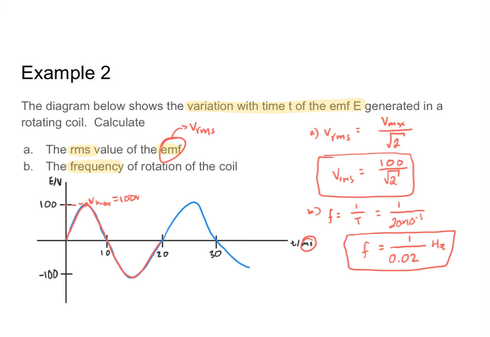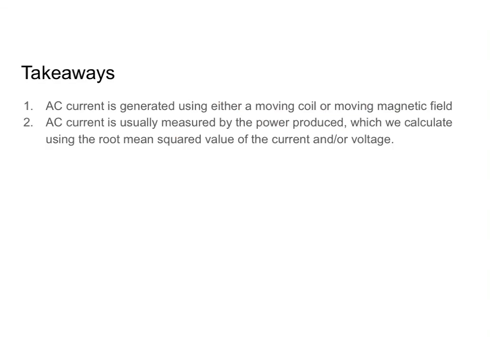So what you guys have learned here is how to use a graph of our EMF over time to gain information about the AC current being generated. So let's go ahead and talk takeaways. First, AC current is generated using either a moving coil or a moving magnetic field. In our example, we just looked at a moving coil. Remember, what we care about is that relative motion. So if the magnet is rotating instead of the coil, we are also going to get an alternating current.